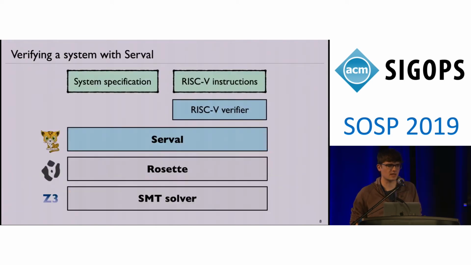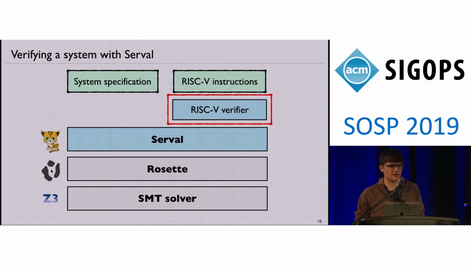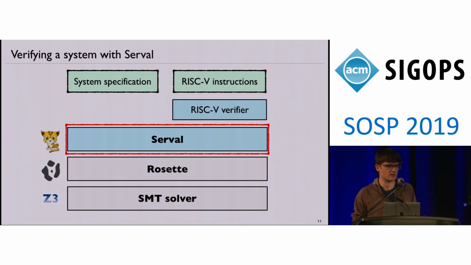First, let's see a high-level overview of how developers can use Serval to verify a system. As input to Serval, the developers write a system specification, and provide the system implementation in the form of RISC-V instructions. The RISC-V verifier is provided by Serval, and its job is to convert the RISC-V instructions into symbolic constraints that can be reasoned about for verification. Serval itself provides libraries to make it easier for developers to write system specifications, and libraries that help the RISC-V verifier scale to real systems code.